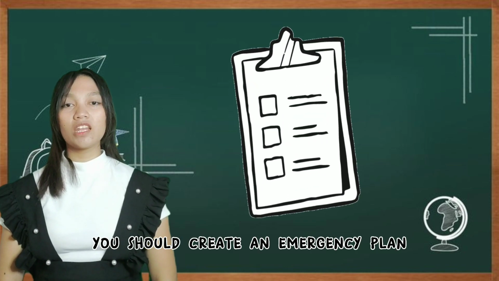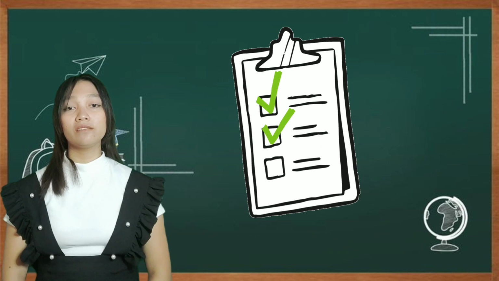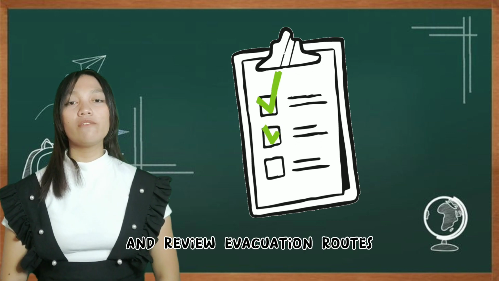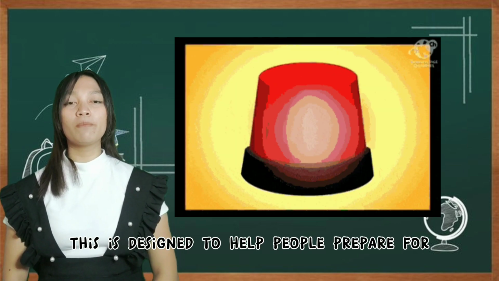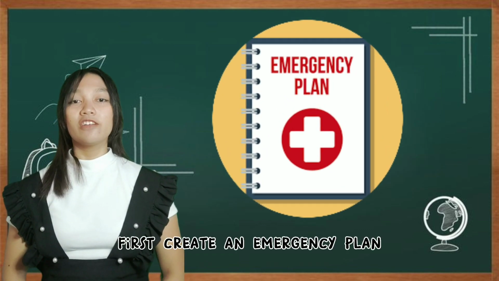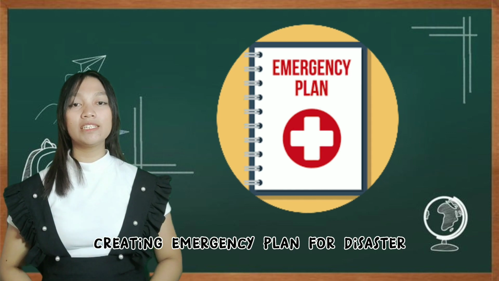You should create an emergency plan and make sure everyone in your family knows it. You should also create a list of contact numbers and review evacuation routes. This is designed to help people prepare for and respond to disasters. First, create an emergency plan.